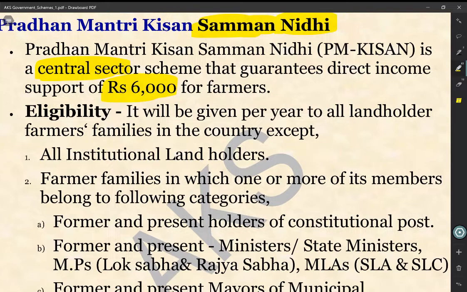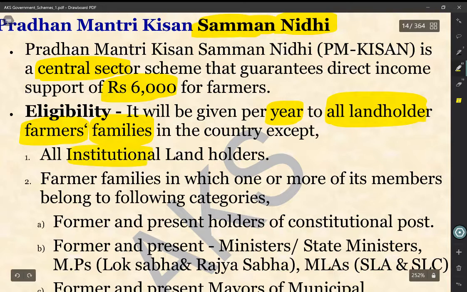What is the eligibility? It will be given every year to all landholder farmer families. Please remember this. It is given to farmer families. So a family of a farmer or a farmer household is considered as a unit for dispersal of the scheme. However, the scheme lays down certain exclusion criteria, by which some landholding farmer families are excluded from the benefits of the scheme.